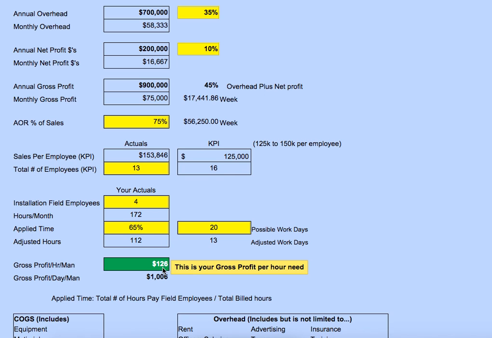So my gross profit per hour per man is 126. This $1,000 right here is 126 times 8. We're basing it on an 8-hour day.